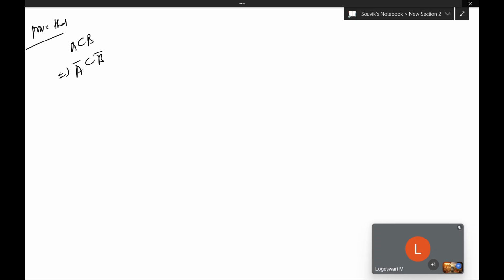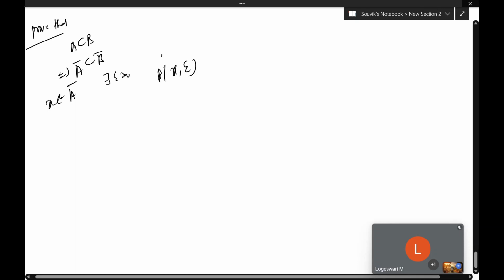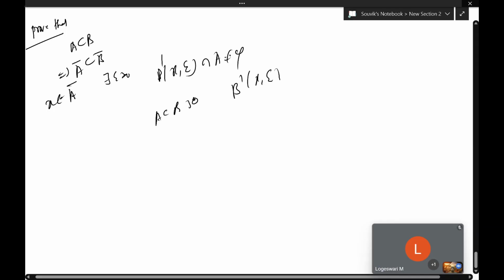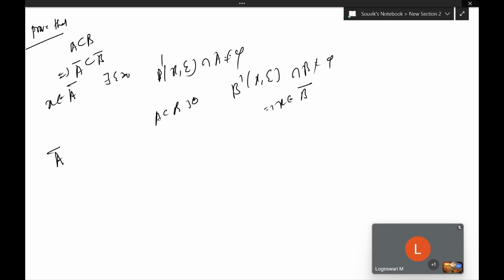Okay, so how to prove it? What's A closure? A closure means, for any epsilon greater than 0, B prime x epsilon intersection A is non-empty. So obviously, now A is a subset of B, so B prime x epsilon intersection B is non-empty. Now this implies X belongs to B closure. So that's how A closure is a subset of B closure.